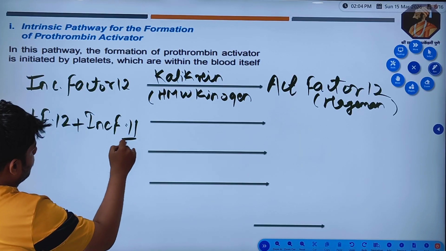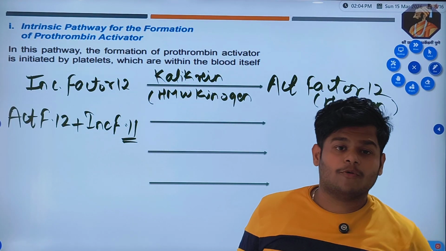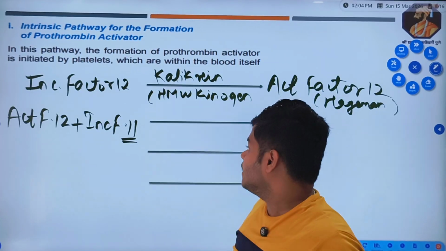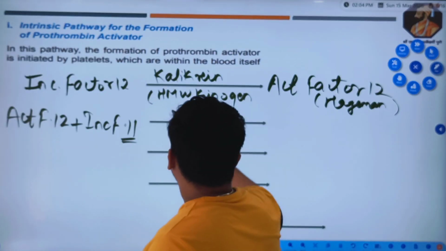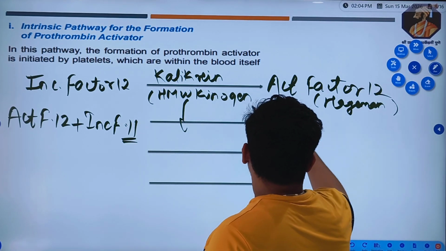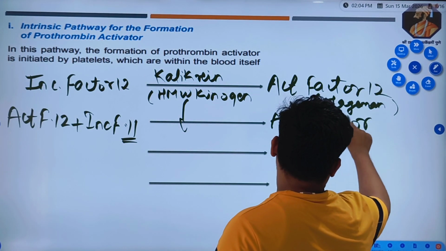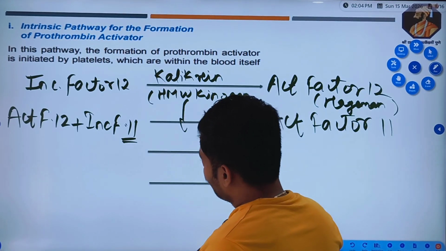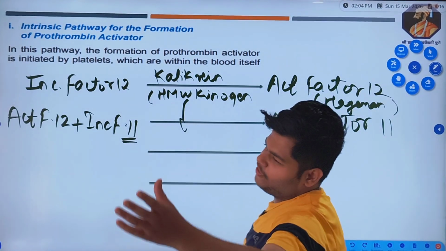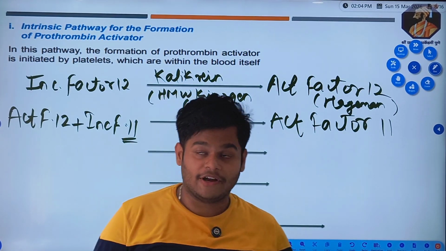Now, this active factor 12 plus inactive factor 11, the factor named plasma thromboplastin antecedent, right? This inactive factor 11 in presence of this same enzyme, high molecular weight kininogen, converts into active factor 11. Now what does 11 do? 11 does partiality. It does not go to the 10th. He is not loyal, right?